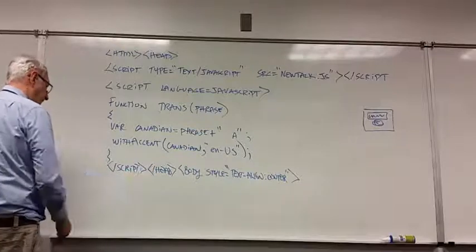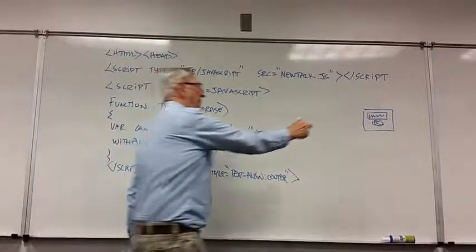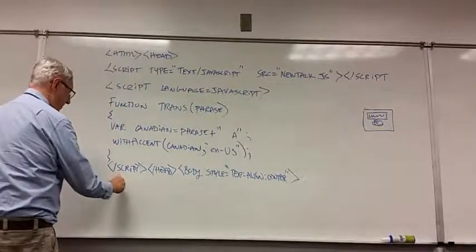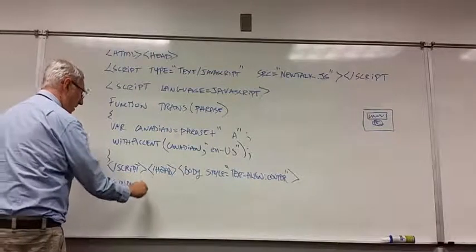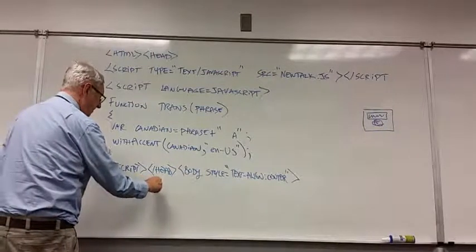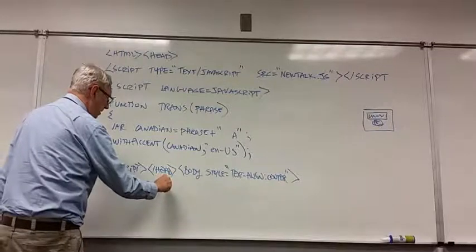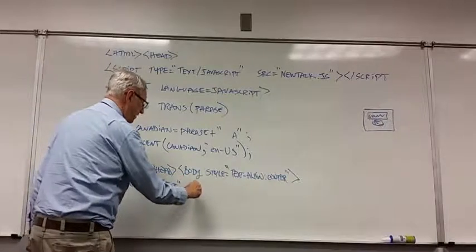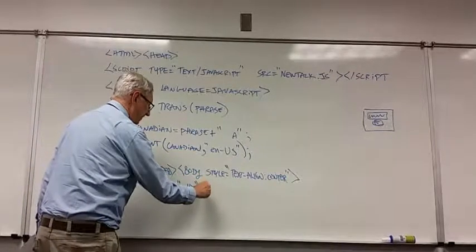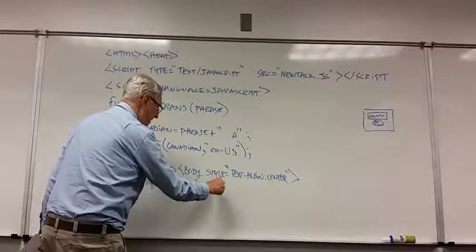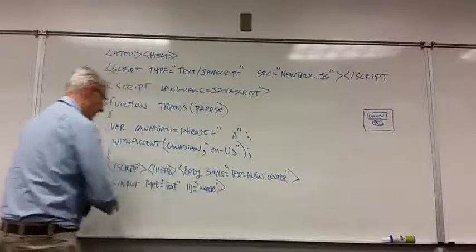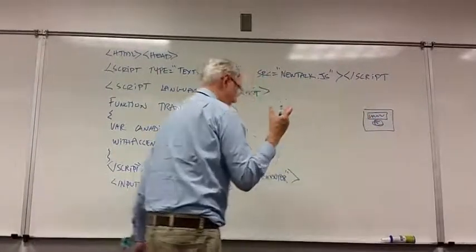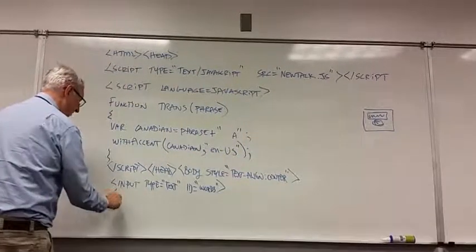So now we're in the body, and the first thing I want to do is put a place for us to type in stuff. So I put input, type equals text. And I have to give it an ID, so I'll call it words. I'll just give it any old ID. That thing right there will connect it. So whatever I type in will be known as words. That's its variable name.